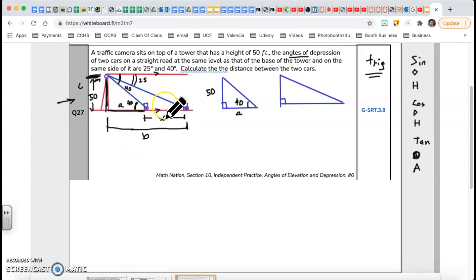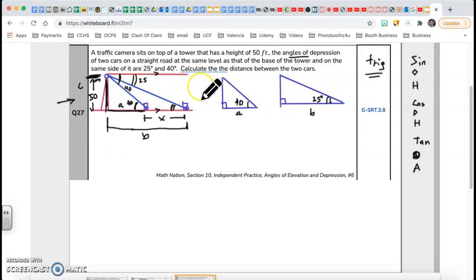So that B is my big triangle. This is B, the big triangle. If this angle on the top is 25, this angle here is 25. Therefore, this angle is 25 degrees. Why? Alternate interior angles, because the top and the bottom are parallel lines. That's 25, that's 25. I got my angle 25.